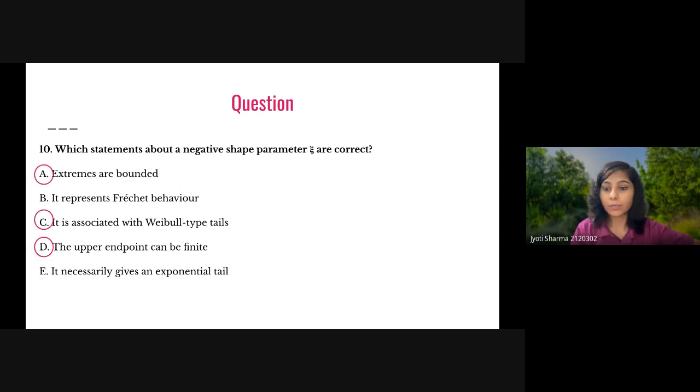Okay, I got an answer from Paris, which is correct. That is ACD. We already have seen that if the value is negative, then extremes are bounded. Then this is not Fréchet behavior. This is the Weibull type tail that we will get, and the upper end point can be finite. It can stop at some magnitude. Does it necessarily give an exponential tail? No, sometimes it can, sometimes it doesn't. But exponential tail is mostly when the xi value is near zero. So exponential tail is for xi equal to zero, not for the negative values.